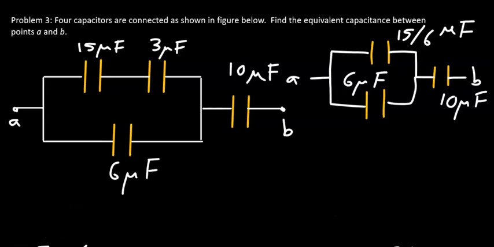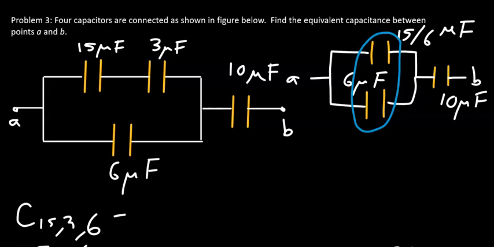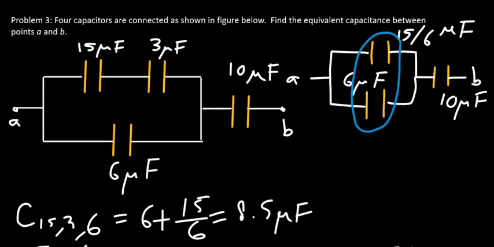The next step is to combine these two capacitors. Now they are in parallel. So let's say the result of combining these two capacitors will result in a capacitor with capacitance, say, 15.36. And the result for that capacitance is just 6 plus 15 over 6, because that's how we combine two capacitors in parallel. And this will give you 8.5 microfarad.